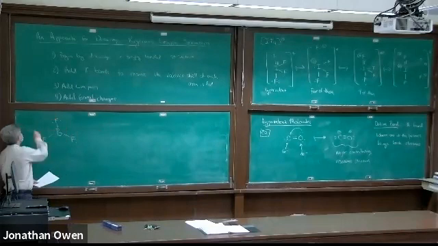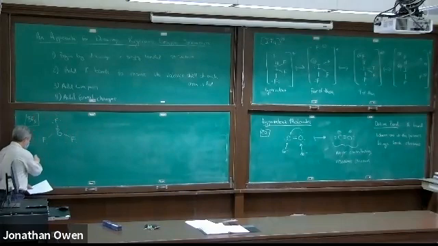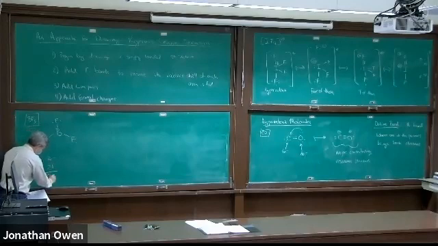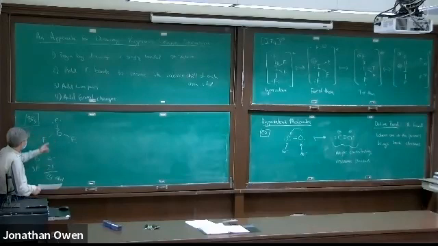Okay, BF3. Boron has 3 electrons. 3 fluorines have 7 electrons each. That's 24 electrons total. Okay. 2, 4, 6. 6, 6, and 6 is 24.